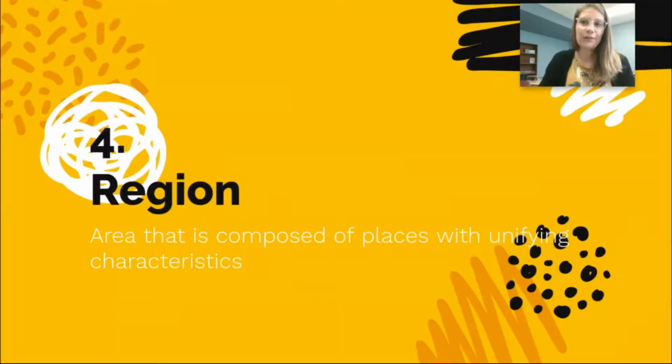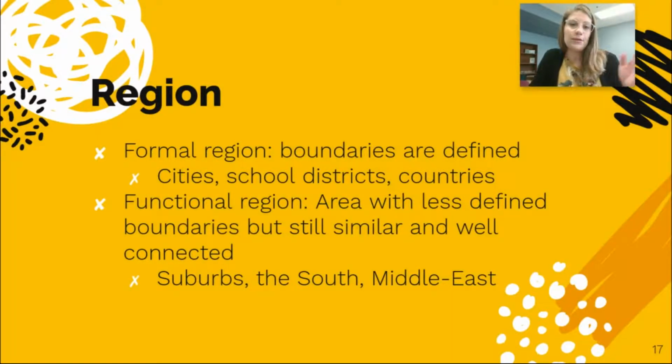Region is our fourth theme, and it is an area that is composed of places with unifying characteristics. So regions are split into formal and functional. Formal regions are those that have defined boundaries, such as cities, school districts, or countries. Functional, on the other hand, are areas with less defined boundaries, but still similar and well-connected. So these are your suburbs, the South, the Middle East, the Northwest, New England, places like that. So these are less defined, but they still have similarities, whereas your formal have boundaries.